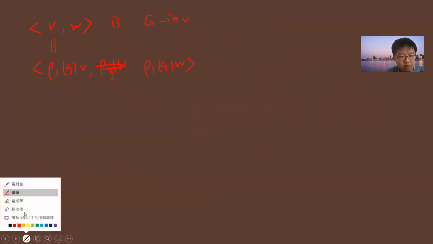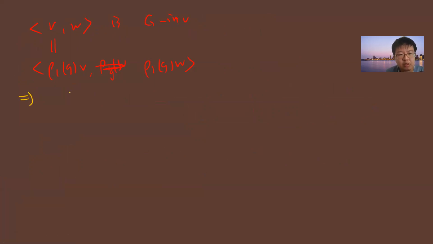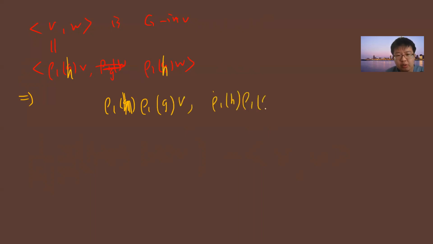So our goal is to show that this inner product is G-invariant. What I need to prove is that the new inner product of rho(h)V and rho(h)W equals the inner product of V and W. The proof is just a simple calculation. Let me use h. By definition, it's the original inner product of rho(h)rho(g)V and rho(h)rho(g)W, summed over g.